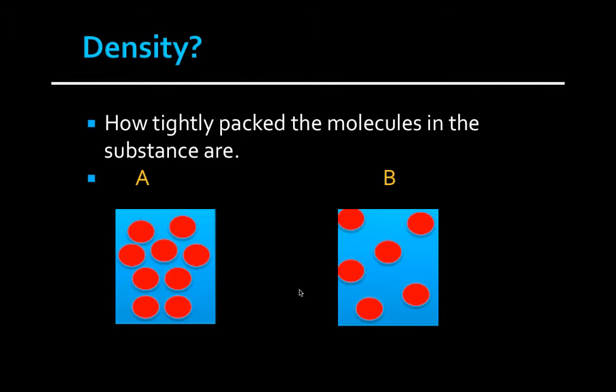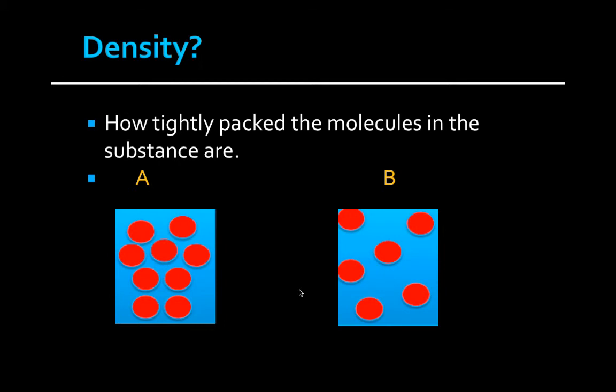What is density? This is a concept you probably haven't discussed in detail since 6th grade. Just a quick review. Density just means how tightly packed together the molecules in a substance are. So how close together are they in relationship to how much space, how much volume they take up? So looking at these 2 pictures of substances, which one would you think would be the most dense? A is the most dense because you can see the molecules are very close together, tightly packed in that space.